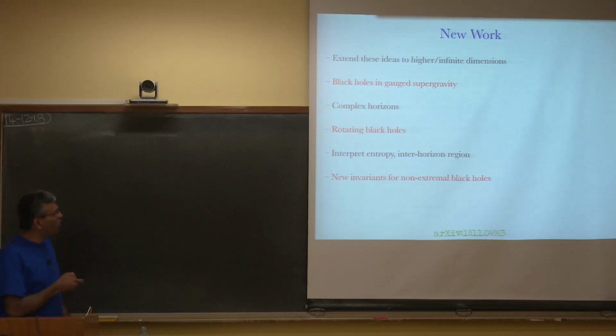Okay, so in the new work, we'll extend these ideas to higher dimensions or infinite dimensions, and we'll look at gauged supergravity as well as the ungauged case that we've been studying. And we'll also look at complex horizons. I don't know what the geometric or entropic meaning of these complex horizons will be, but we'll see that they're crucial to determining certain invariants in these geometries. And I'll say a few words about rotating black holes and interpreting the entropy of the inner horizon region. And I'll construct some new invariants for these non-extremal black holes.